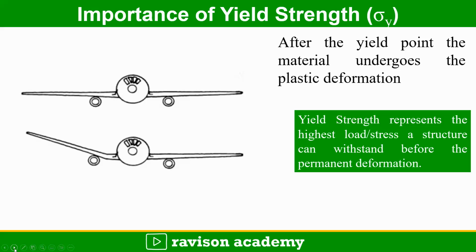So for an aircraft wing, for example, for the wing to remain very straight, we need to select a material with high yield strength. Then only the part doesn't bend plastically.